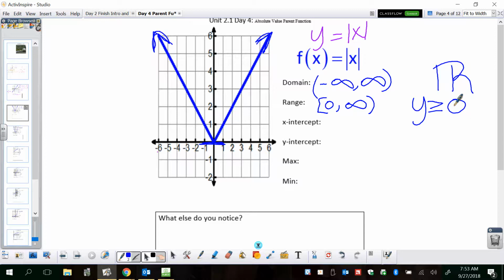Do we have a maximum? Oh, x-intercept first. 0, 0. And what's my y-intercept? What about my maximum? Do I have a maximum? No. What about a minimum? 0. It's 0, 0. So we're going to write it as a point. If you just write 0, that's fine, but I'm going to write them as a point today.